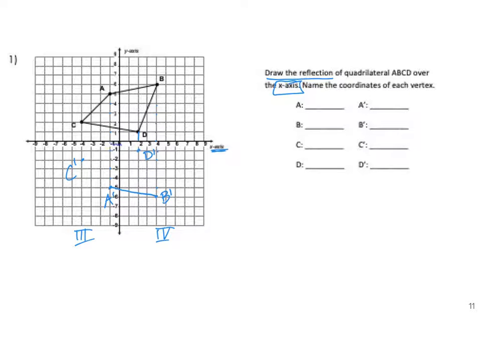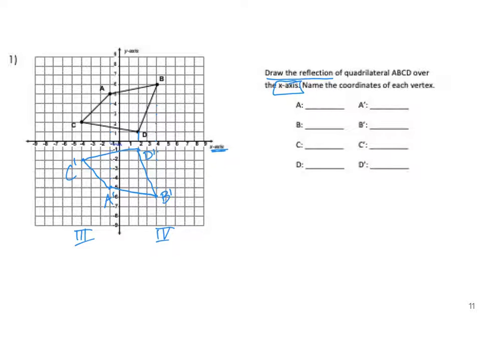Oh, they didn't go in order. And then B goes to D. D goes to C. And C goes to A. So my lines aren't straight, but yours will be.